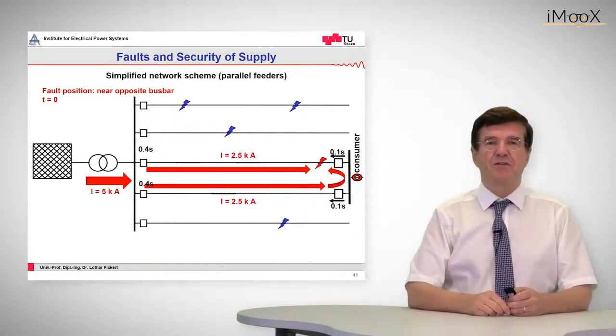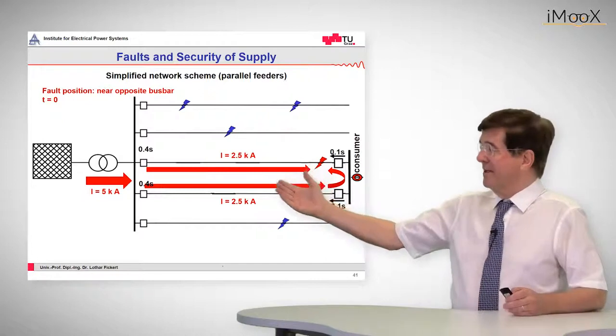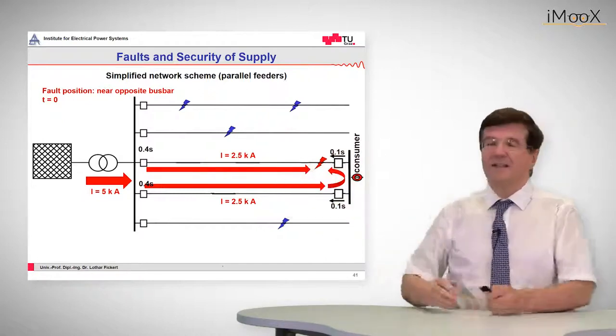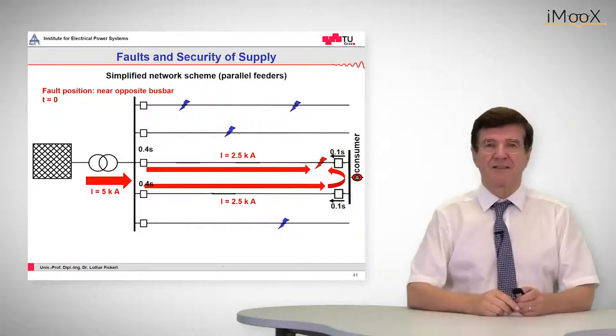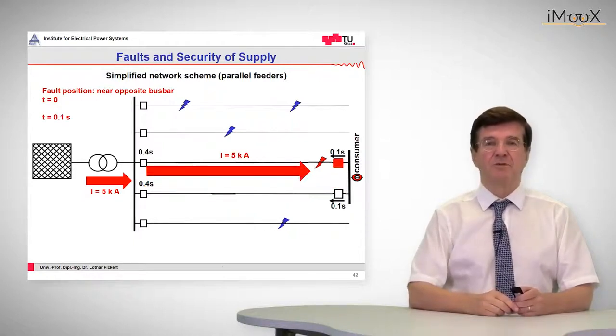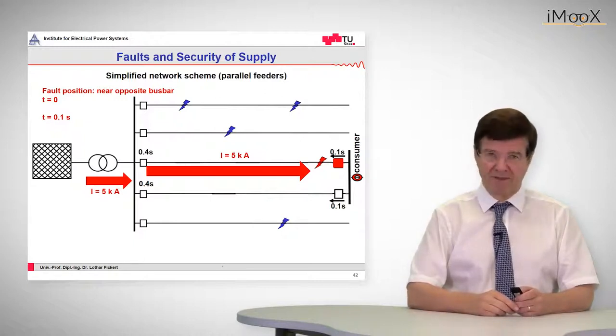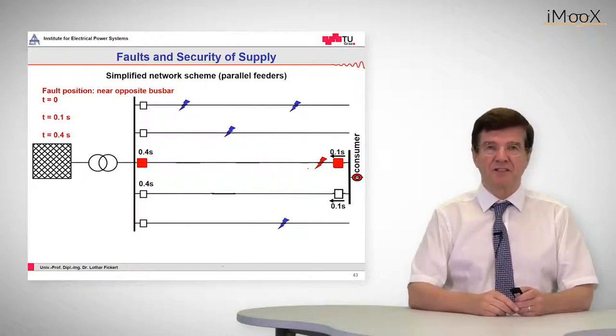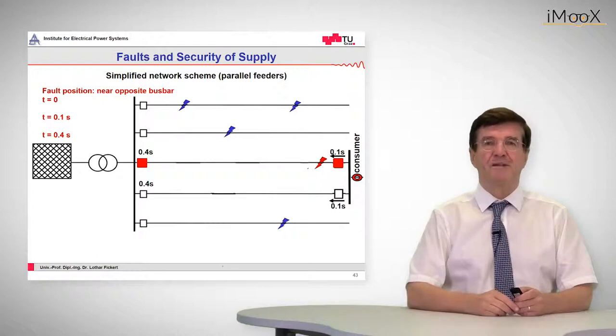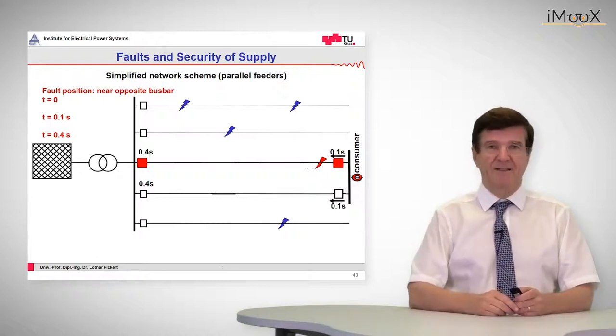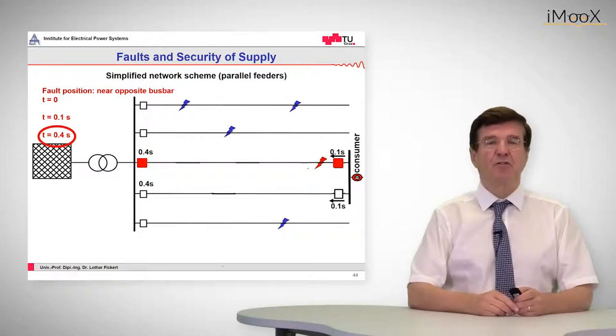Let's suppose that we have a total fault current of 5 kiloamps coming in. It is split up into two more or less equal currents of approximately 2.5 kiloamps. The overcurrent protection will pick up and will trip on the reverse side at 0.1 second. The current will flow on, and after 0.4 seconds total fault clearing time, the fault is completely tripped out and the system is safe again. Now we have a total time in this case of 0.4 seconds.